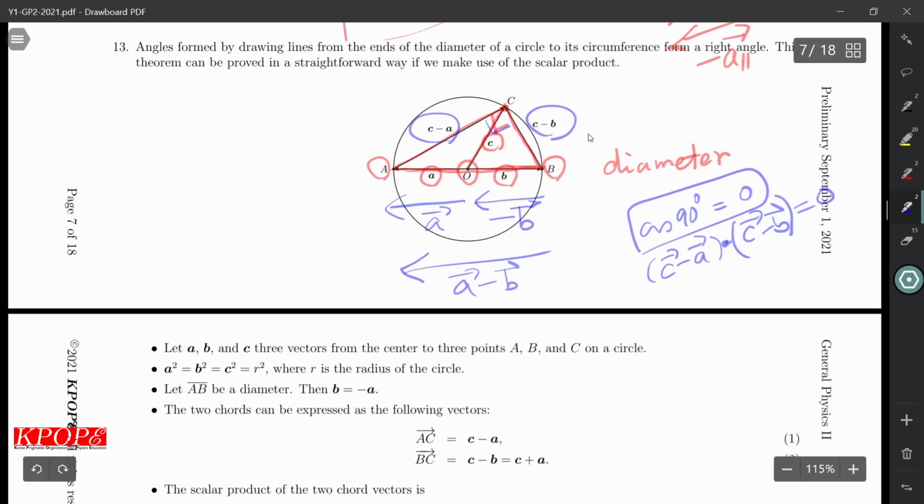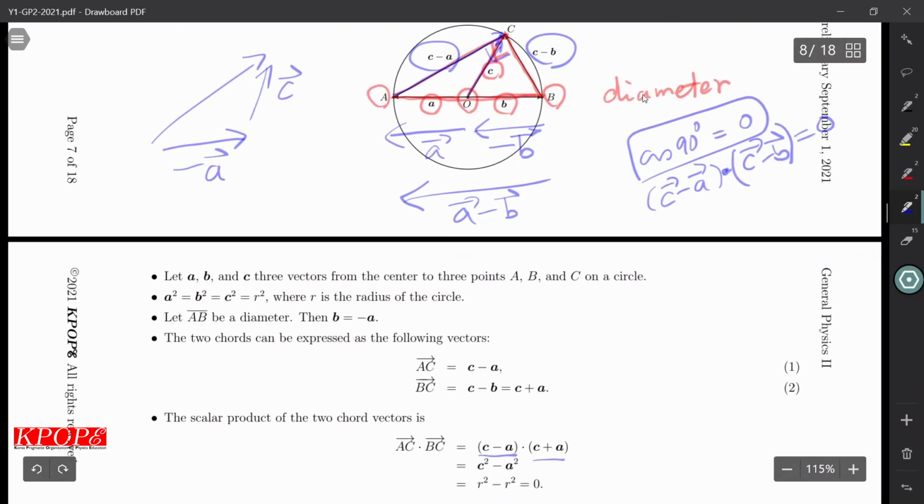But here, AC, what is that? C minus AC. This is C, this is A, so this is minus A. So C minus A, that's right. And this is C minus B. This is B, so this is minus B. So this is C minus B.